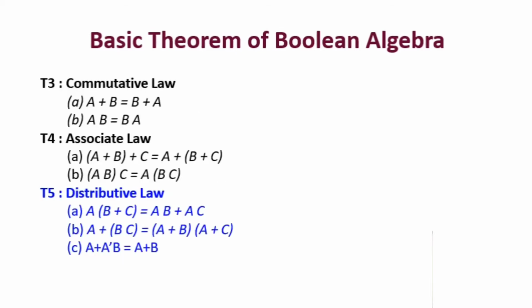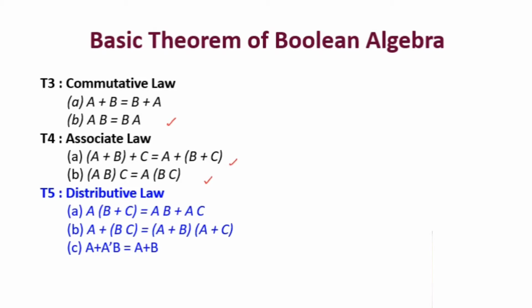Now coming to the commutative law, A plus B equals B plus A. That means if two variables are there, we can add them in either order. And similarly, if we have to multiply them, these can be multiplied in any order. A dot B is equal to B dot A. Now the associative law is, if we have three variables A, B and C, then any two can be added first, and then the sum can be added to the third one. Similarly, for the product case, if there are three variables, any two can be multiplied first, and then the result can be multiplied with the third variable. So now coming to the distributive law.